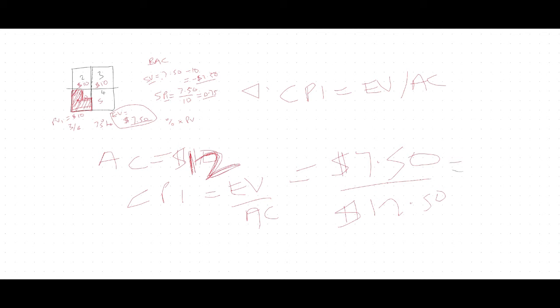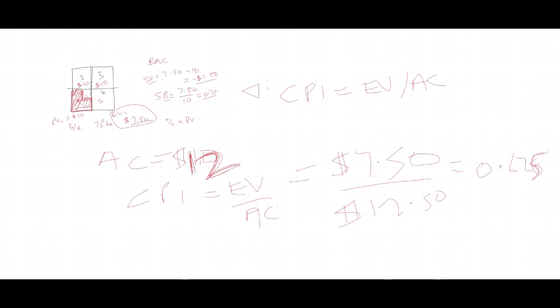Let me check it out. 750 divided by 12. And that's 0.625. Again, it's an index. Okay. I very much doubt you'll be getting a whole lot of earned value questions, but at least if you did, you got to understand how to apply the formula. Okay. All right, let's move this.